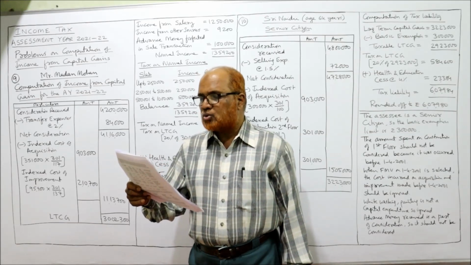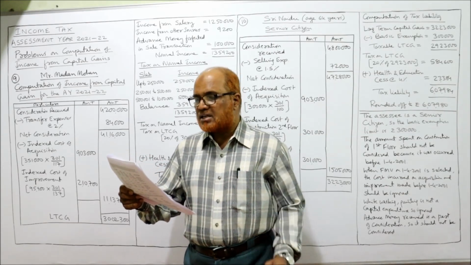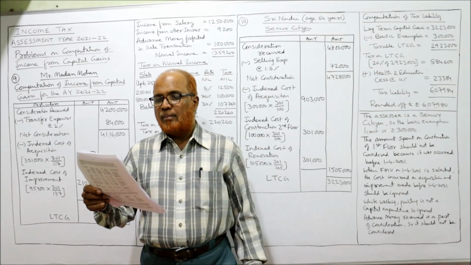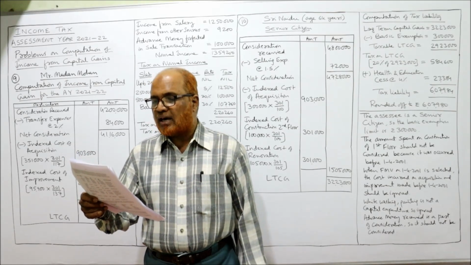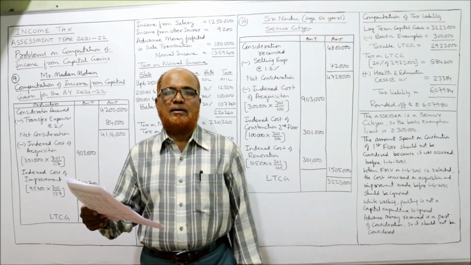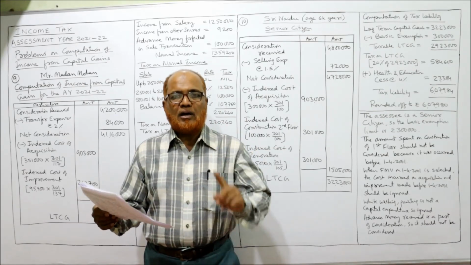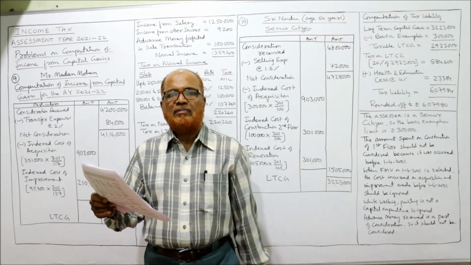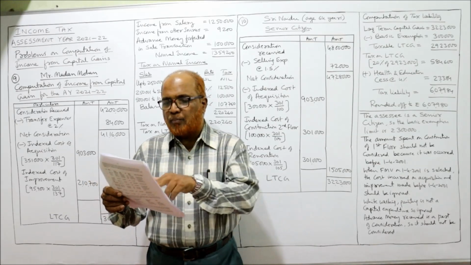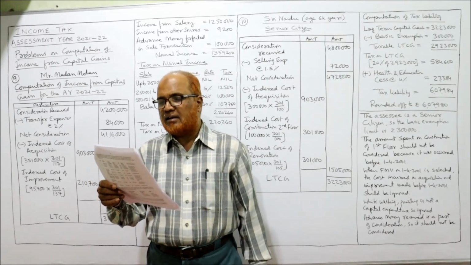During 2008-2009, he constructed one more floor by spending 95,900. This is the cost of improvement. The cost of acquisition is 3,51,000 and the cost of improvement is 95,900.